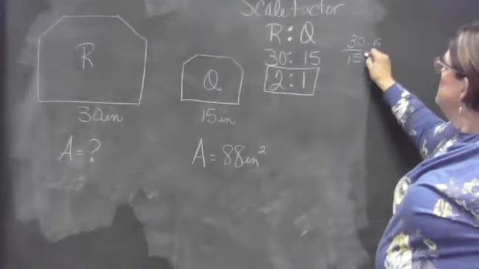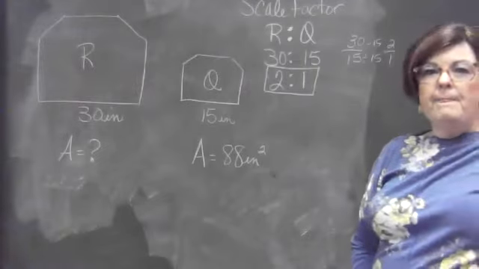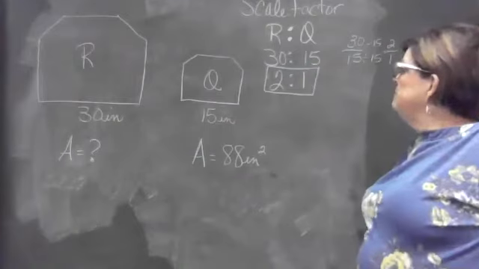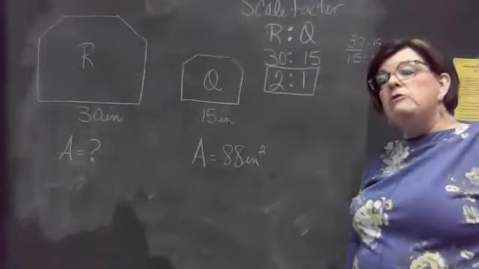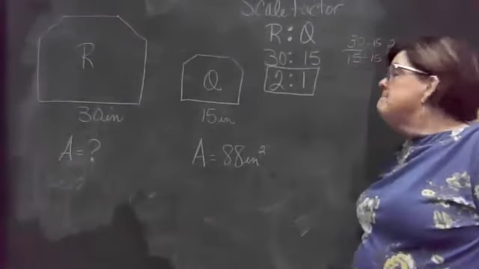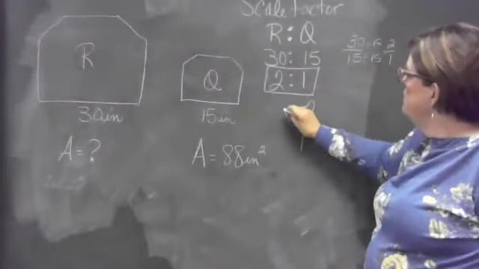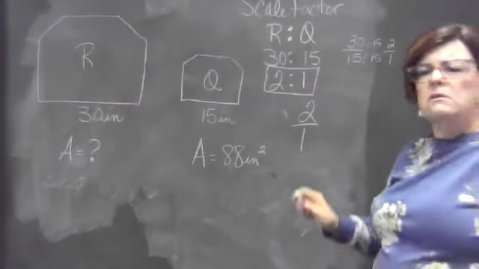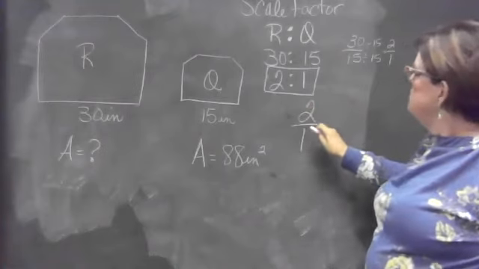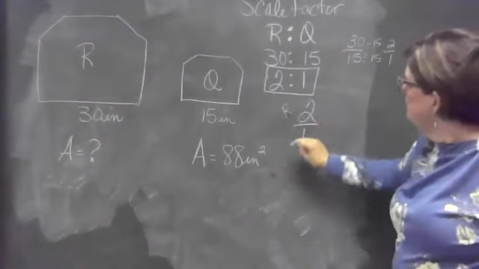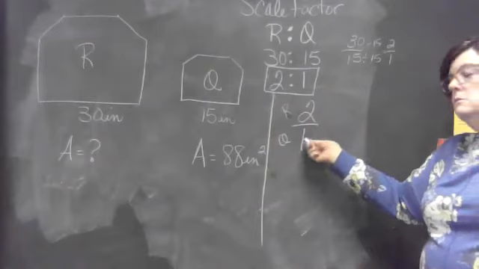I divided by 15 and got 2 over 1. Okay, that's what I was doing here. So we're going to set up a proportion using the scale factor that we know. We know 2 to 1 because we're putting the R. Yes, because this is R to Q. Okay, 2 to 1, right?